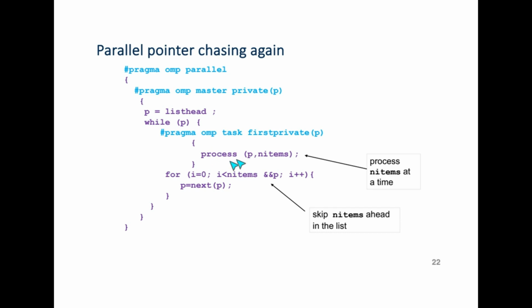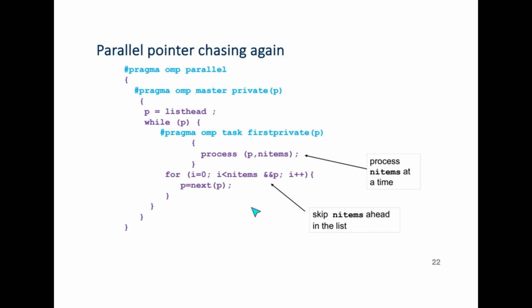So we make the body of the task more computationally expensive. Then, to get to the next task, you skip over the next n items, and the process internally traverses that part of the list. Now, if n items is a parameter that you can choose, then that gives you a way of controlling the granularity.